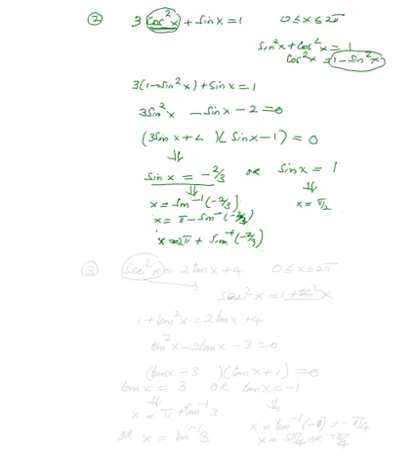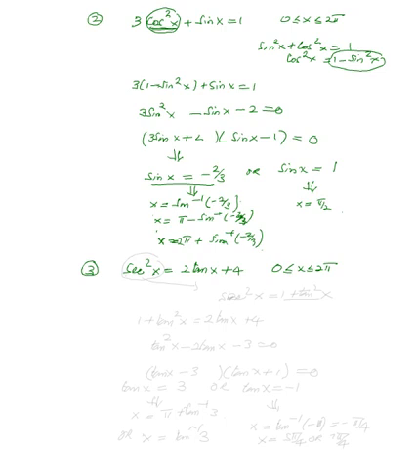Now let's look at our third example, where secant squared of x equals 2 times tangent of x plus 4. Again, I want the limit from 0 through 2 pi. Once again, we have two trig ratios involved in this equation. One is secant squared, the other one is tan x.